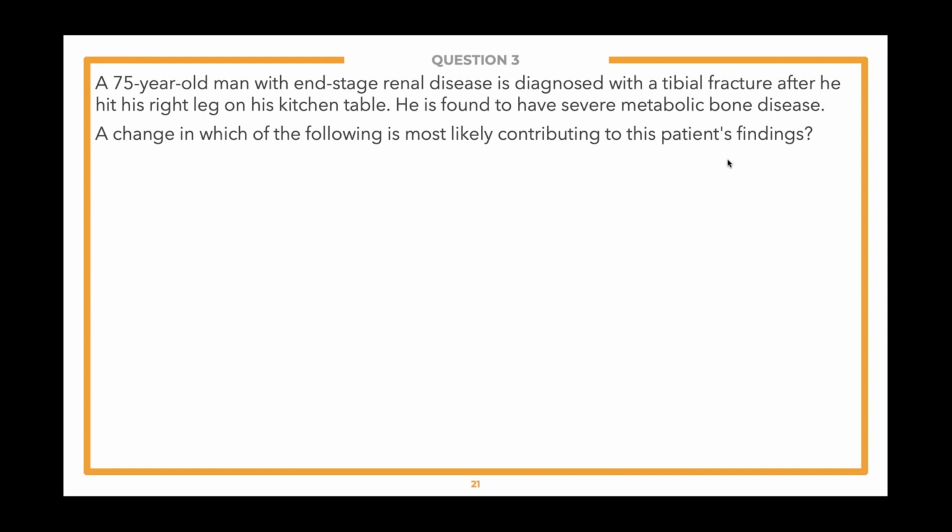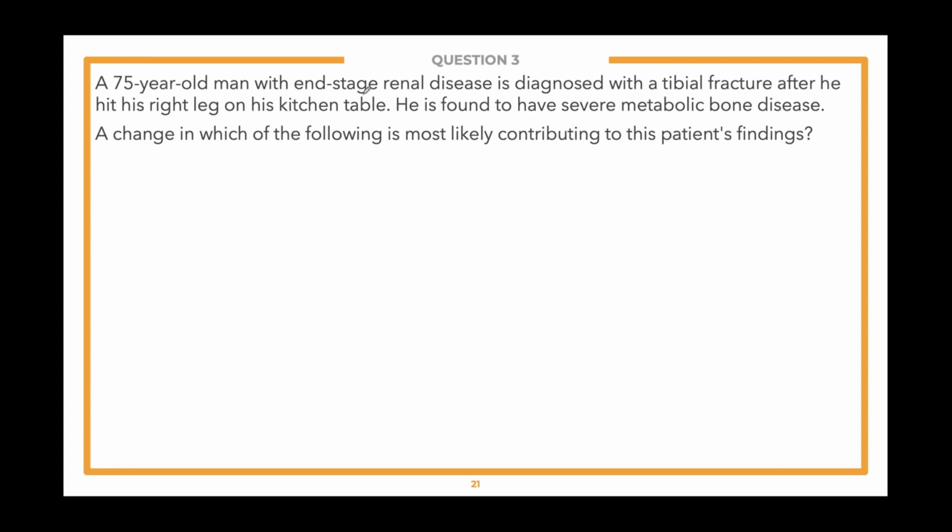Alrighty, let's take a look at that vignette. A 75-year-old man with end-stage renal disease is diagnosed with a tibial fracture after he hits his right leg on his kitchen table. He is found to have severe metabolic bone disease. A change in which of the following is most likely contributing to this patient's findings? Paras.